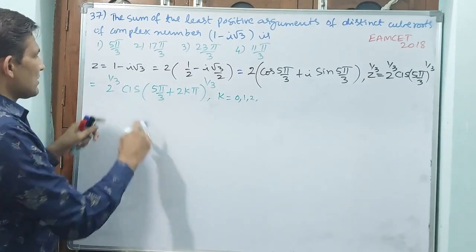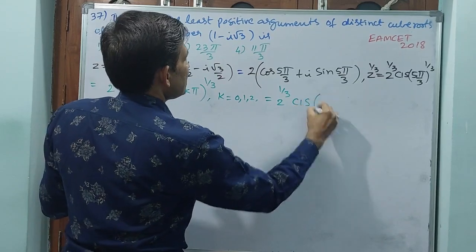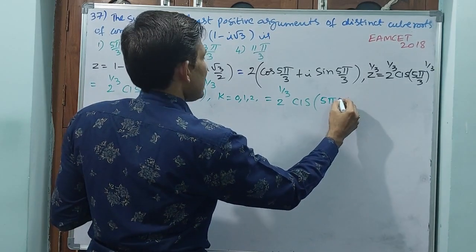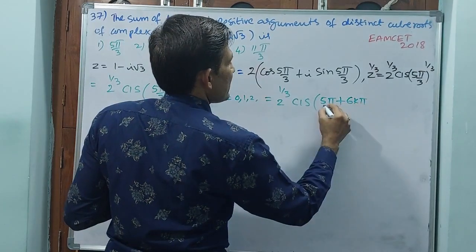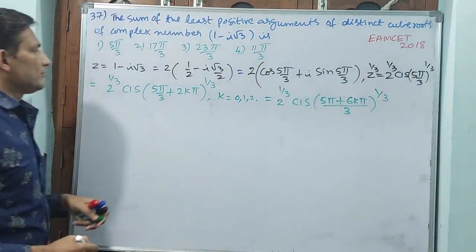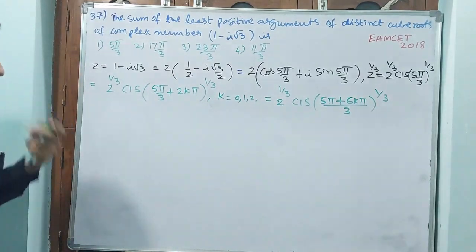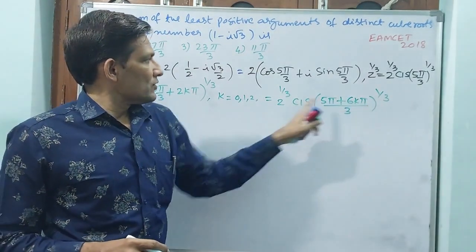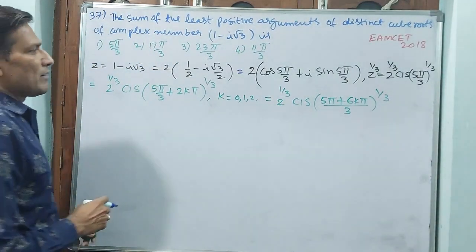If that is the case, substitute. That is equal to 2 power 1 by 3 CIS, you see, 5 pi plus 6k pi, divided by 3, whole to the power of 1 by 3. Is it okay? 5 pi plus 6k pi, whole to the power of 1 by 3. Now you apply. For this already you have applied, this is constant, but for this you have not yet applied, then you apply and we will see what will come.